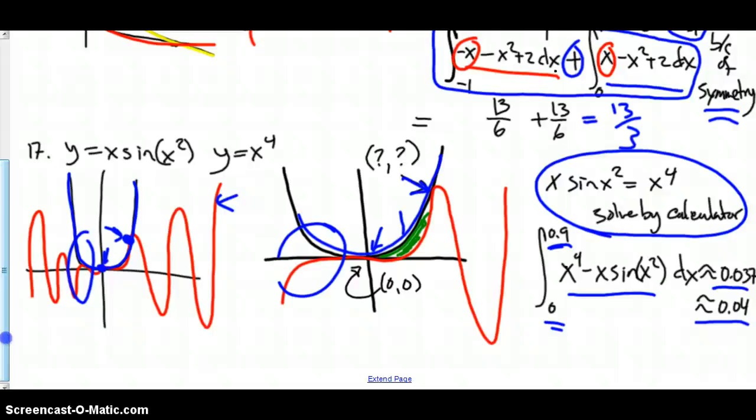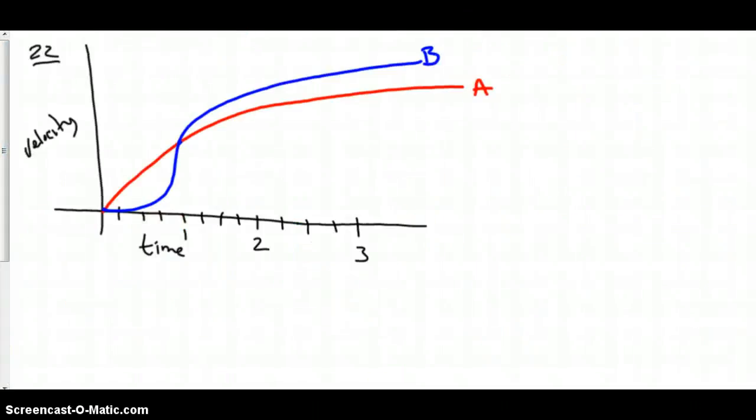On to 22, which might have been a little confusing. They gave you 2 graphs. They said 2 cars start right next to each other, and they accelerate. They wanted to know who is ahead after 1 minute. So here's 1 minute. That's where the 2 curves intersect.